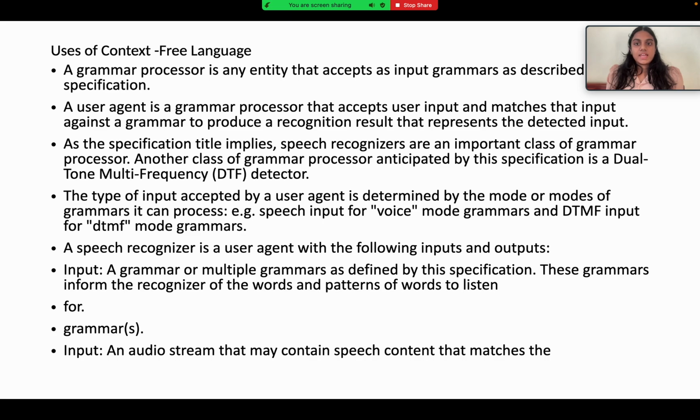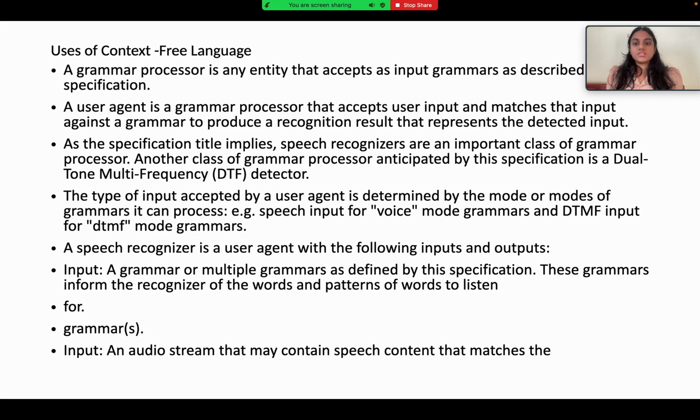Next, a grammar processor is any entity that accepts and processes grammars as described in the specification. A user agent is a grammar processor that accepts user input and matches that input against a grammar to produce a recognition result that represents the detected input. As the specification title implies, speech recognizers are an important class of grammar processor. Another class of grammar processor anticipated by the specification is the dual tone multi-frequency (DTMF) detector. The type of input accepted by a user agent is determined by the mode or modes of grammars it can process. Example, speech input for voice mode grammars and DTMF input for DTMF mode grammars.